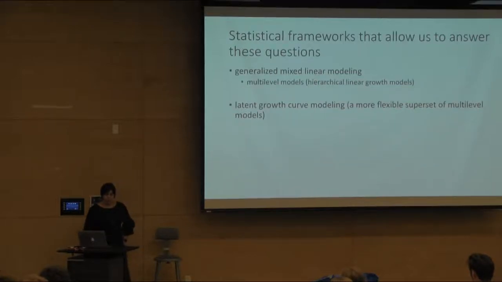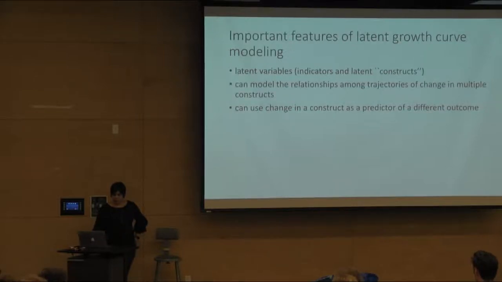So there are different statistical frameworks that do allow us to answer these things, and I talked about mixed effects modeling or generalized mixed linear modeling, hierarchical growth modeling, multi-level models. There are lots and lots of names for the same class of models, basically. And that's what I showed you. We got that down pretty well. But there is another class of models, which is latent growth curve models, which is a superset of what multi-level models encompass, and it allows you to answer a lot more types of questions.